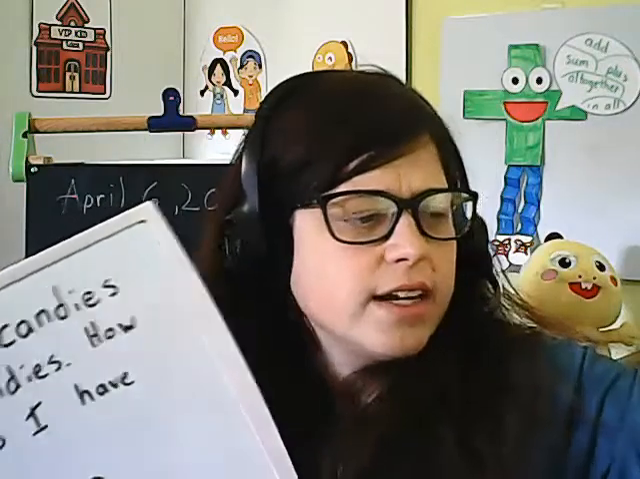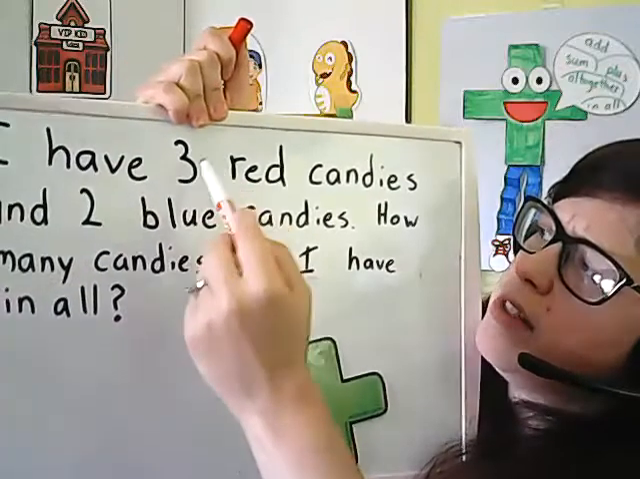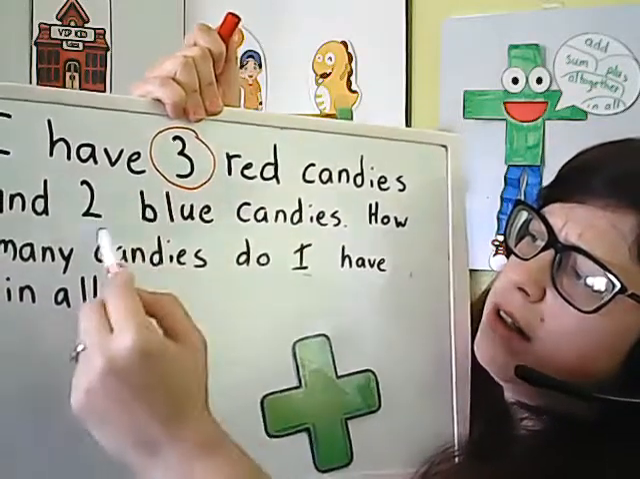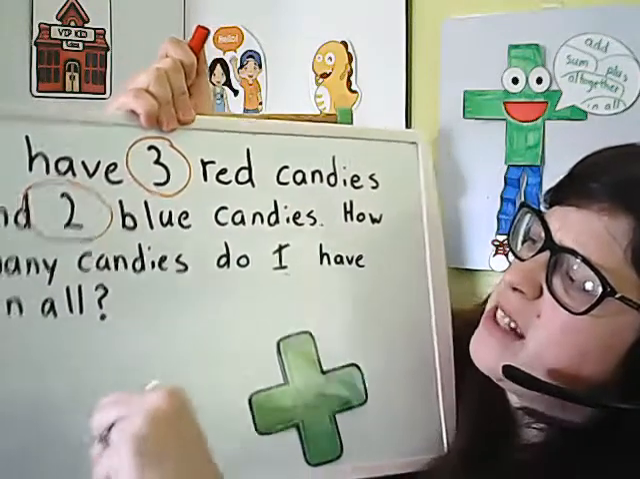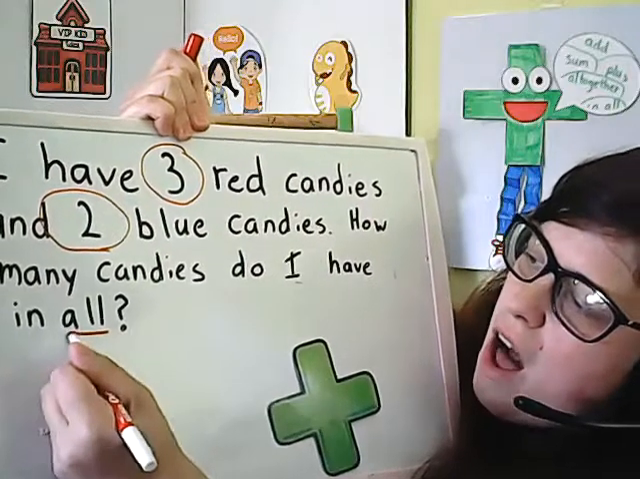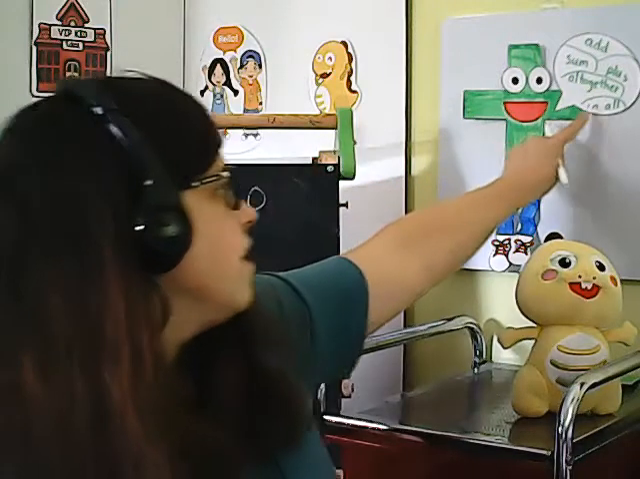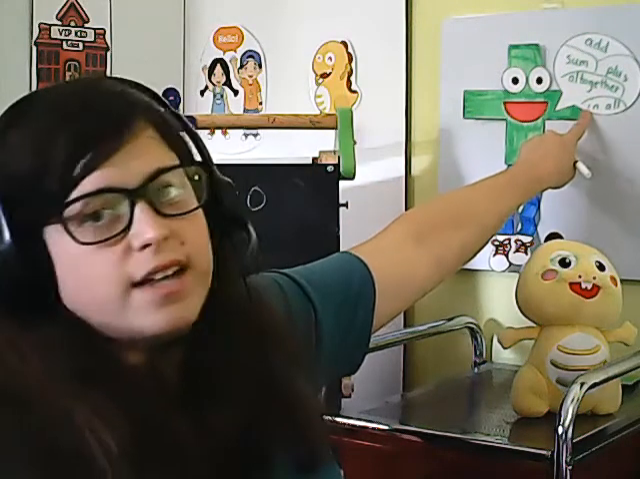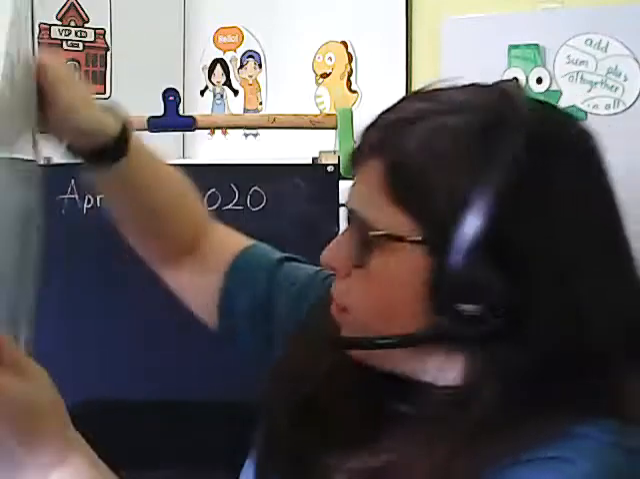I'm going to take my marker and circle my numbers. I'm going to underline my Gus the Plus word. It says in all. In all means the same thing as all together. And right here you can see Gus the Plus is saying in all. So I know I need to join two groups together. I'm going to join 3 red candies and 2 blue candies.